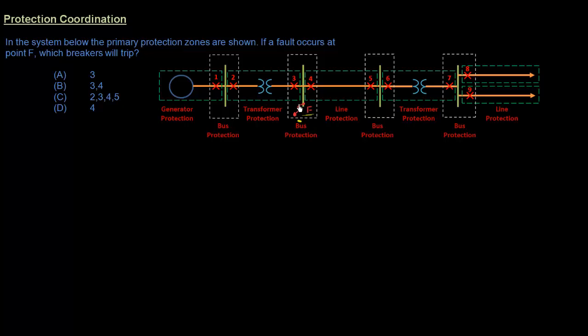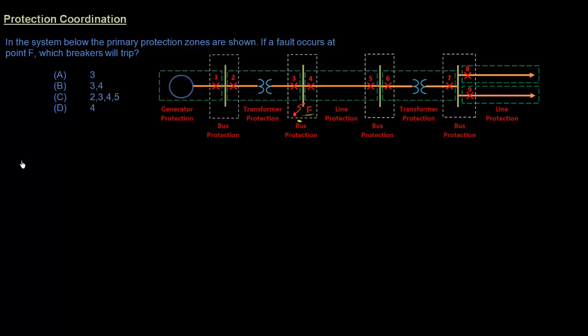That's fault F. We've been asked to see which of these breakers would trip. Would it be the upstream breaker, breaker 3, the downstream breaker 4? Would it be a combination? Would it be 3 and 4 both? Or would it be 2, 3, 4 and 5? And let's get into the details a little bit.